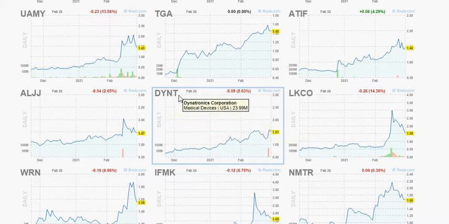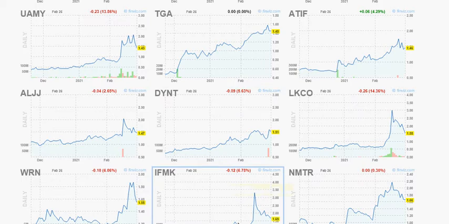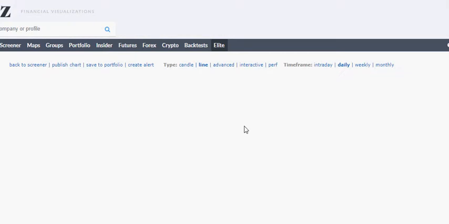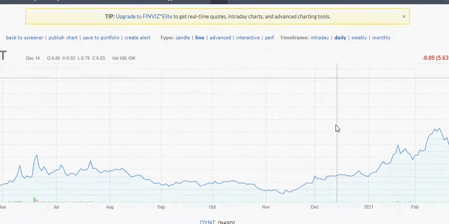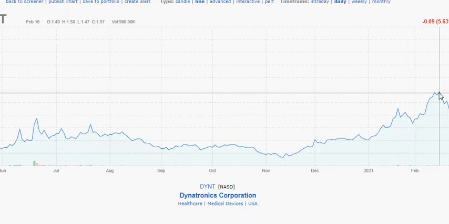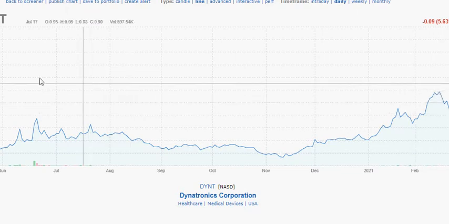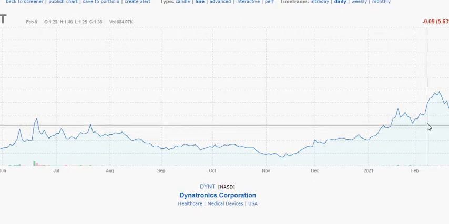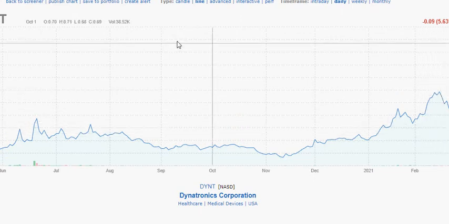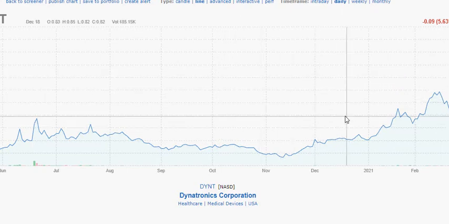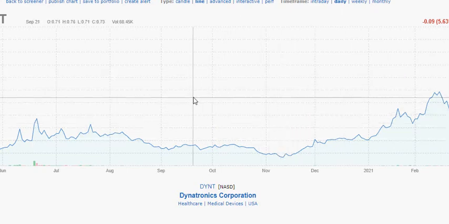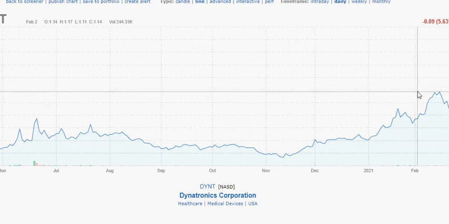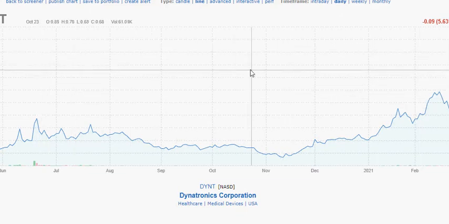DYNT looks okay, so I'll have a look at that one later. I missed that one in the first look. In fact, let's go and blow that up. It's broken the high there. I'm just loving this Finviz. It's just absolutely brilliant. So we've broken out the high. So basically, then I'd switch to TradingView and bring up this ticker and then do the analysis on it. Simple as that.